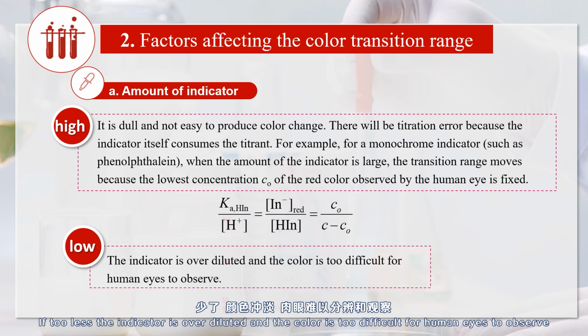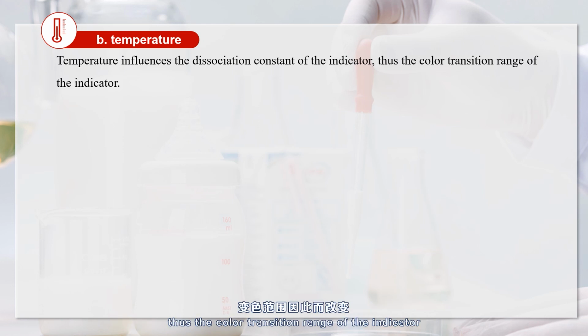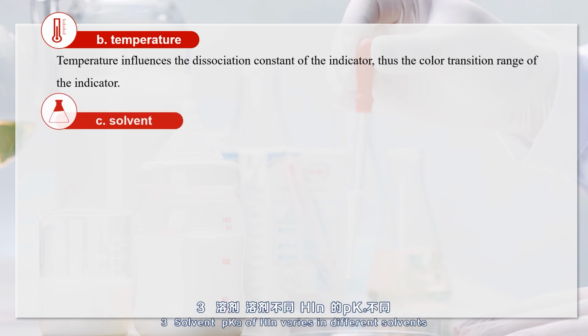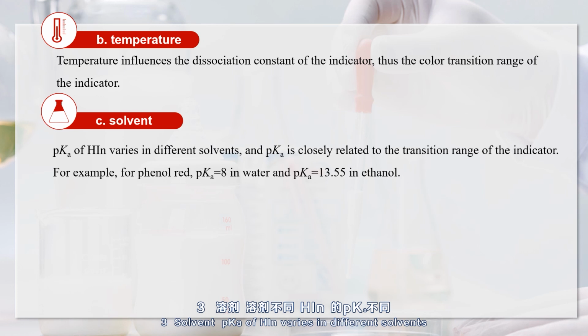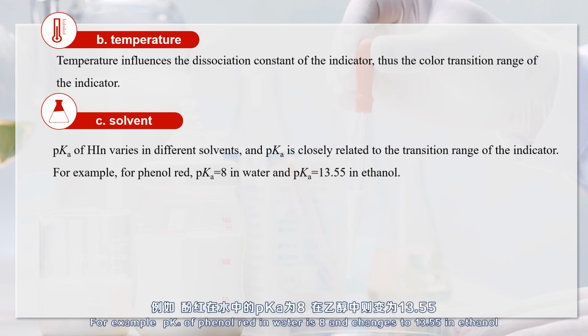Second, temperature. Temperature influences the dissociation constant of the indicator, thus the color transition range of the indicator. Third, solvent. The pKa of HIN varies in different solvents, and pKa is closely related to the color transition range of the indicator. For example, the pKa of phenol red in water is 8 and changes to 13.55 in ethanol.